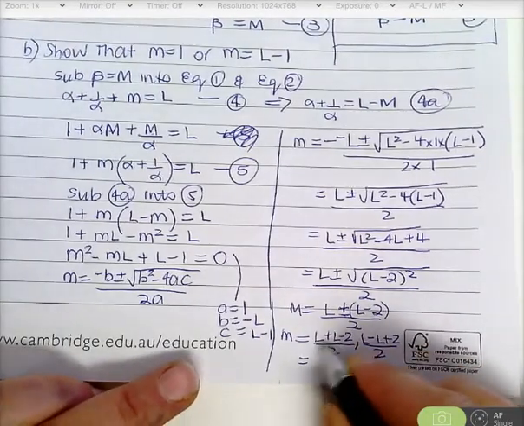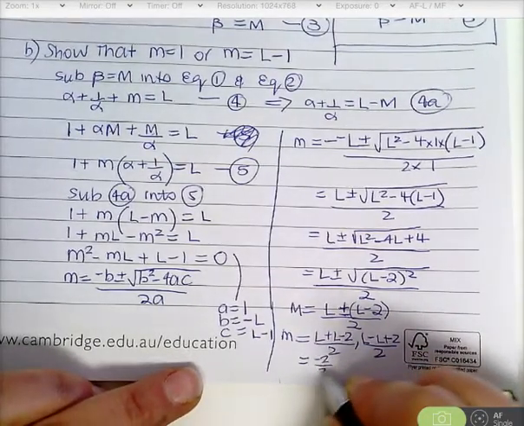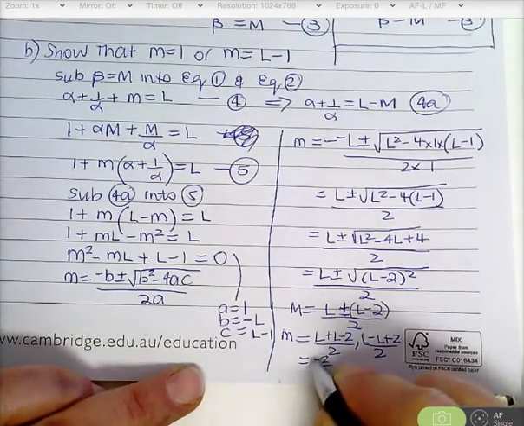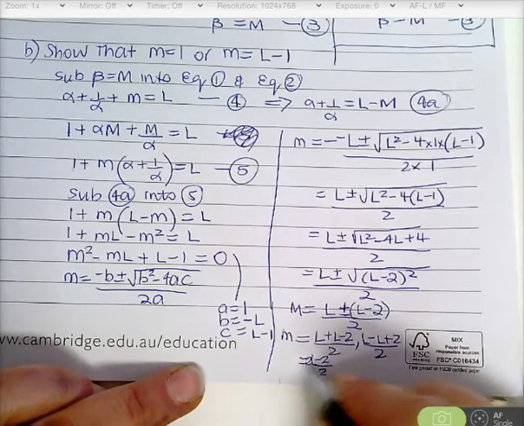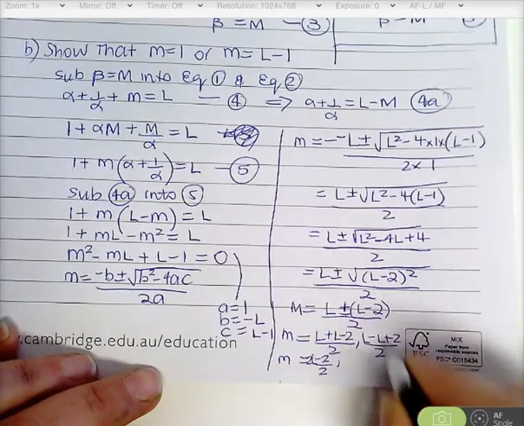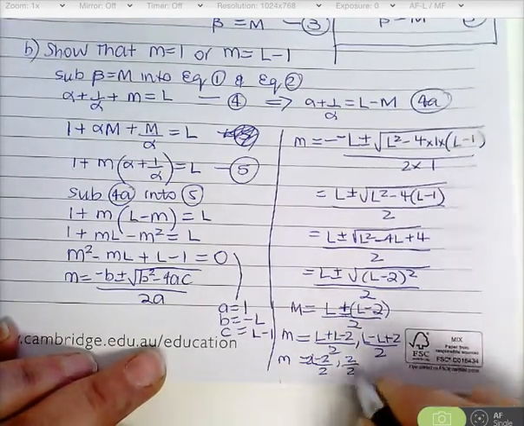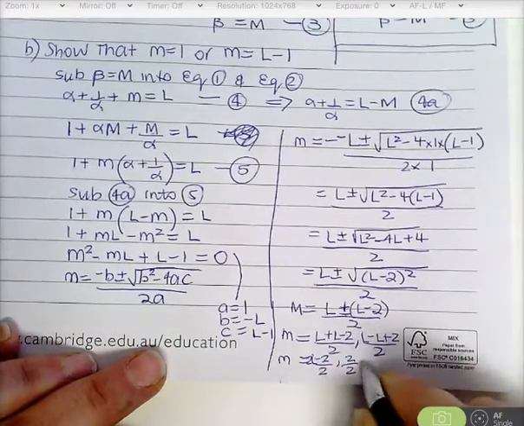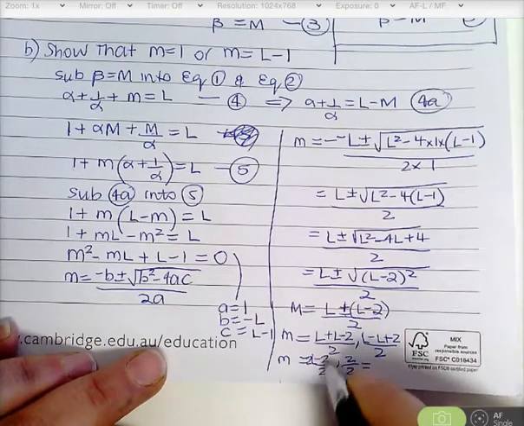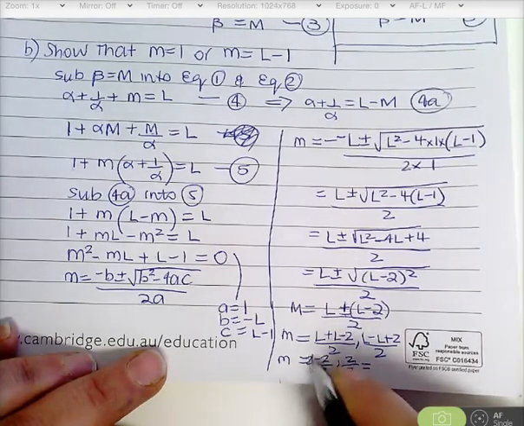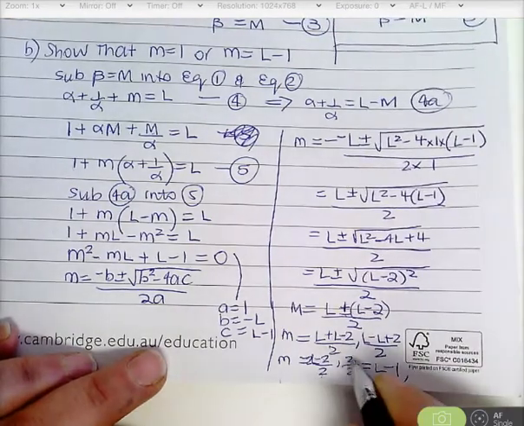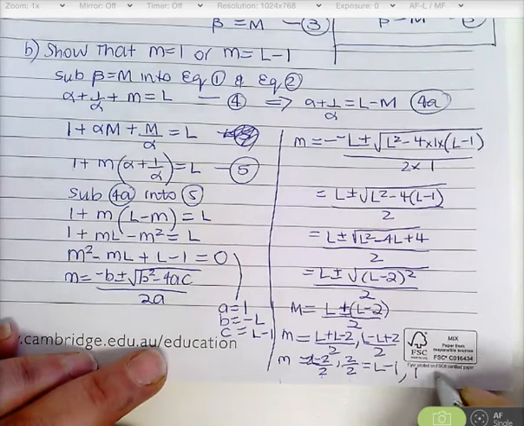Sorry, no, L plus L minus 2 is 2L minus 2. And this one, L minus L is 0, and we've got 2 over 2. Now 2L minus 2 over 2 means to divide each of those terms on the numerator by 2. 2L over 2 is L, minus 2 over 2 is 1, so that's one of your solutions, and 2 over 2 is also 1.